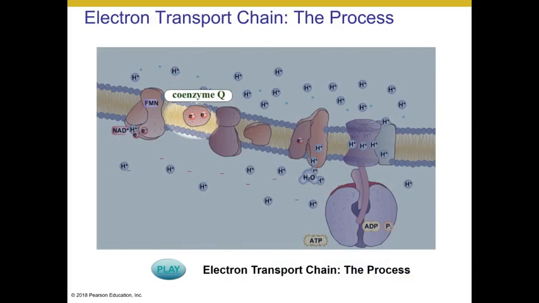This video in your e-textbook shows electrons moving step by step, pumping protons into the periplasmic space or mitochondrial intermembrane space. This stored proton gradient is the key to ATP synthesis. Nursing insight.